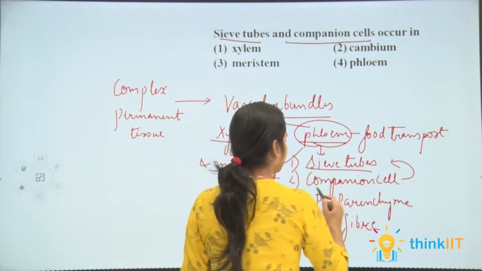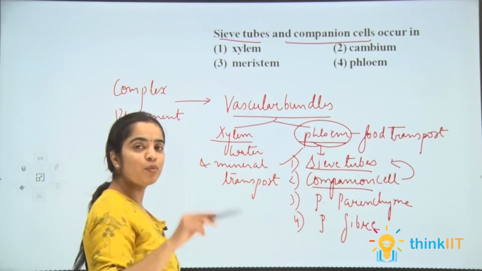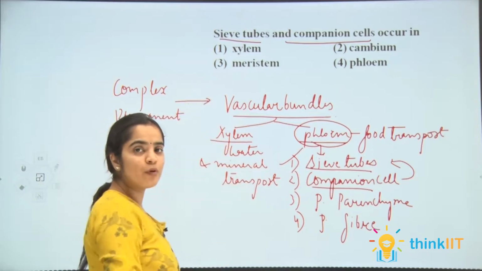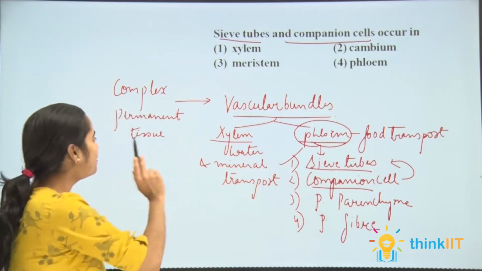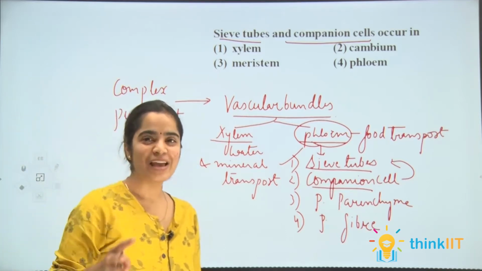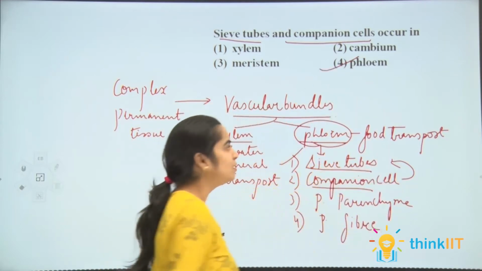So sieve tube and companion cell, as you can see, are the components of the transporting system, that is phloem, which is a type of vascular bundle, which is a type of complex permanent tissue. So from this flowchart you can get many questions answered. So the answer of the question will be option number 4, phloem.